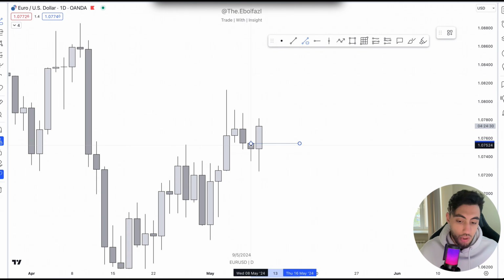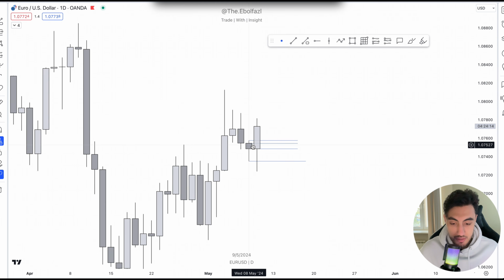So price starts at the open, let's say price starts to go down. This is the maximum level that price reached, so this is going to be the low, and price goes up. This is the maximum level that price goes up, and price closes here. Okay, so this is going to be the open, low, high and close.